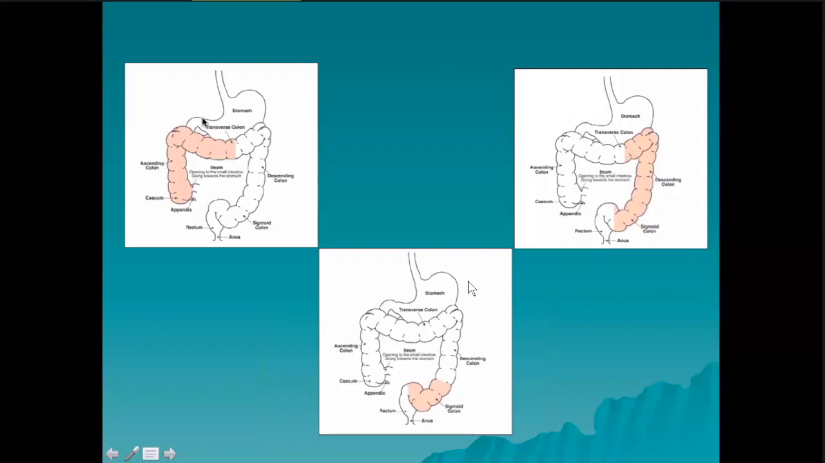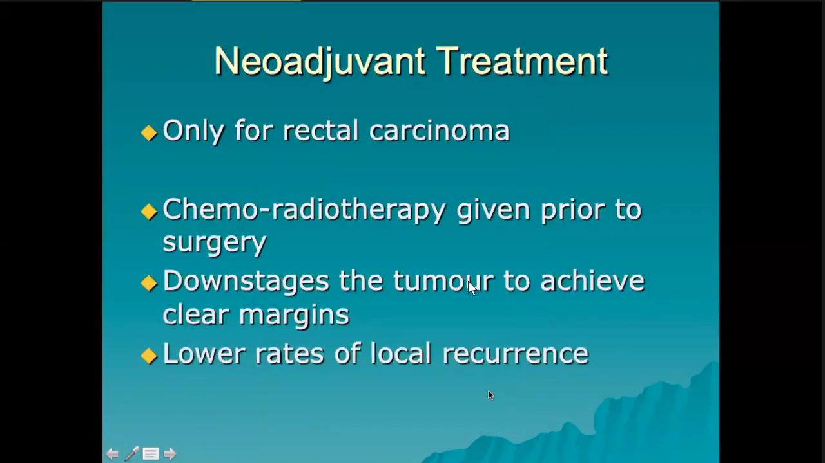This diagram is actually better. This shaded area shows you the part that is removed. So if you have a tumor in the cecum or ascending colon, this is the part that is removed, and then the ileum is anastomosed to the transverse colon. If you have a tumor here or anywhere there, then this is the part that is removed, and the transverse colon is anastomosed to the sigmoid colon there. If you have a sigmoid colon tumor, then all you need to remove is the sigmoid colon. Okay.